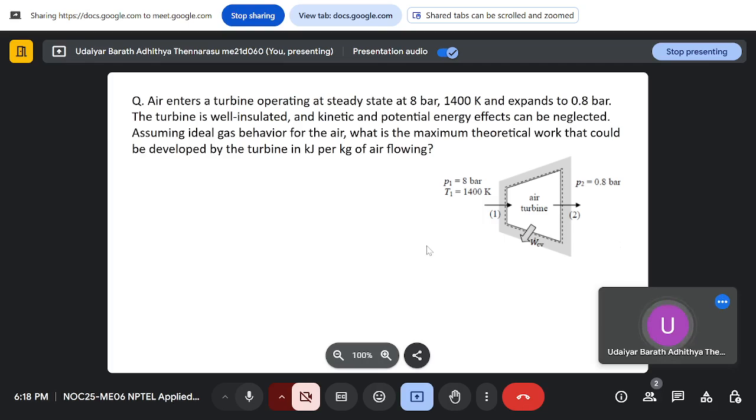Moving on to the next question. Air enters a turbine operating at steady state at 8 bar and 1400 Kelvin and expands to 0.8 bar. The turbine is well insulated and kinetic and potential energy effects can be neglected. Assuming ideal gas behavior for the air, what is the maximum theoretical work that could be developed by the turbine in kilojoule per kg of air flowing?